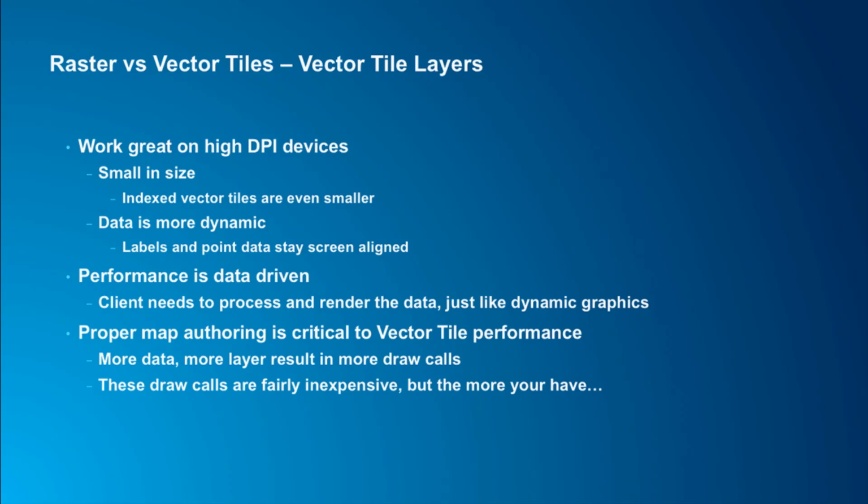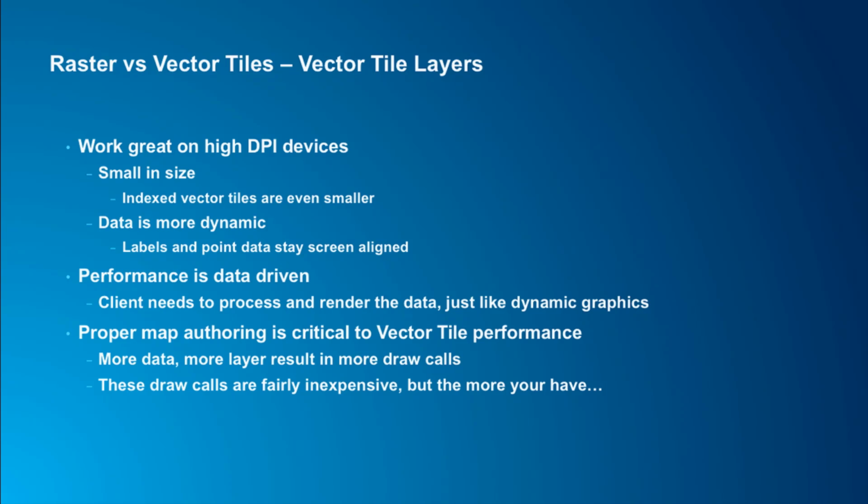If you take your map like you did with raster tiles and just export it to a vector tile layer, first off, there are some things that won't export, like raster data. And the other part is, if you have 100 layers in your map, that's 100 layers that we have to render on the client. That's going to render pretty badly, right? That's a lot of stuff that we have to process. So proper authoring of your data when you're creating vector tile layers is really critical for performance.